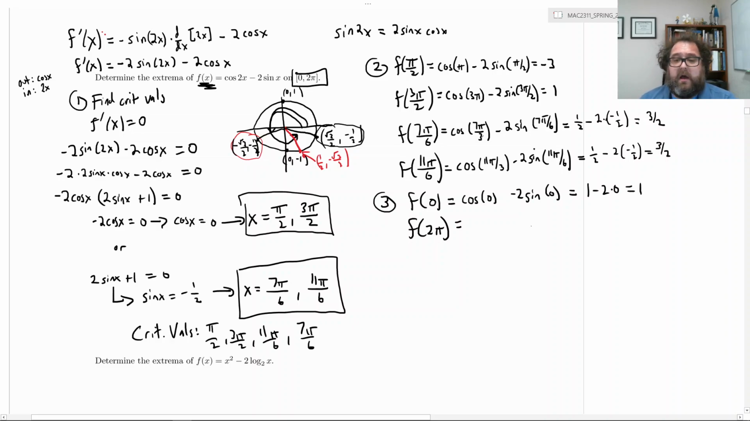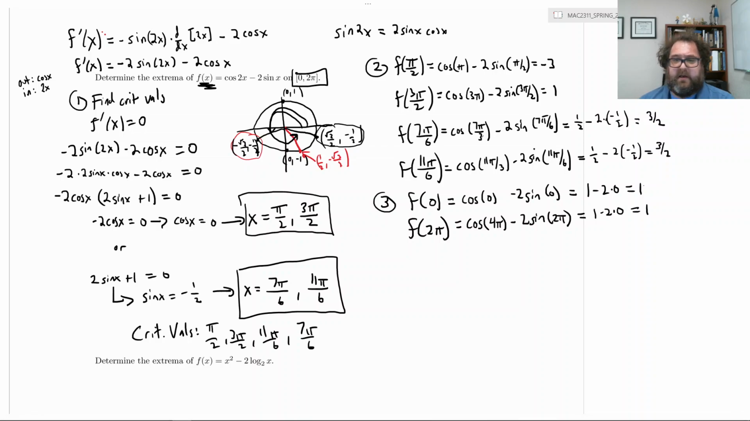Now for 2 pi, we would have cosine of 2 times 2 pi, which would be 4 pi, minus 2 sine of 2 pi. Well, cosine of 4 pi again is 1 because that's coterminal to 2 pi. And then sine of 2 pi is 0, so 1 minus 2 times 0 again gives us a 1. All right, so what do we find?